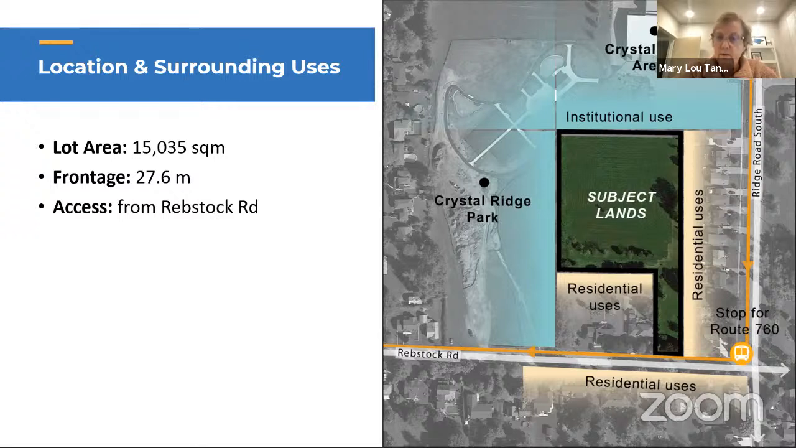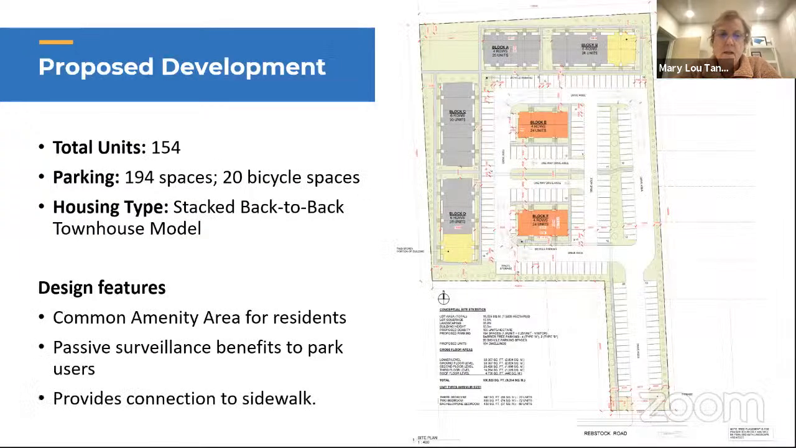You can see that throat that goes down to Rebstock Road. It is 27.6 meters in width. And the total area of the property is just over 15,000 square meters. Can we go to the next slide, please? So this is our proposed development. And again, to orient you, Rebstock Road is at the bottom of the slide, and you can see that throat access that I spoke to earlier.